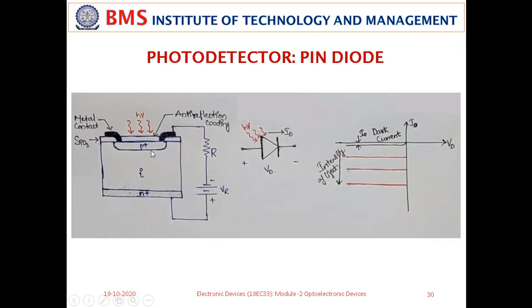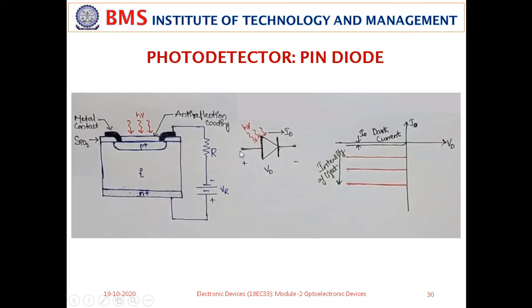This is the junction, and this P plus region and this N plus region behave like a capacitor, because there is an intrinsic region here which behaves like an insulator. And we have connected an external resistance here. The current flowing through this dissipates power across this. There is an anti-reflection material coated here to focus the photon energy onto the P plus surface.